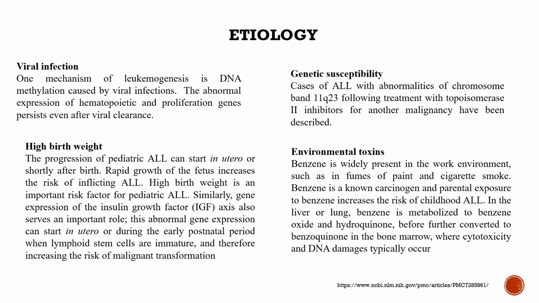Etiology can be divided into four major parts, and the first one is viral infection. It's one mechanism of leukemogenesis, and DNA methylation caused by viral infection can be suspected in the appearance of this type of leukemia. The abnormal expression of hematopoietic and proliferation genes persists even after viral clearance.